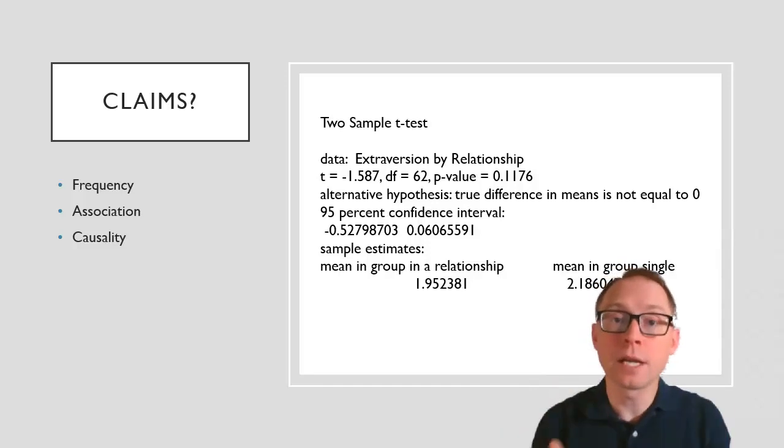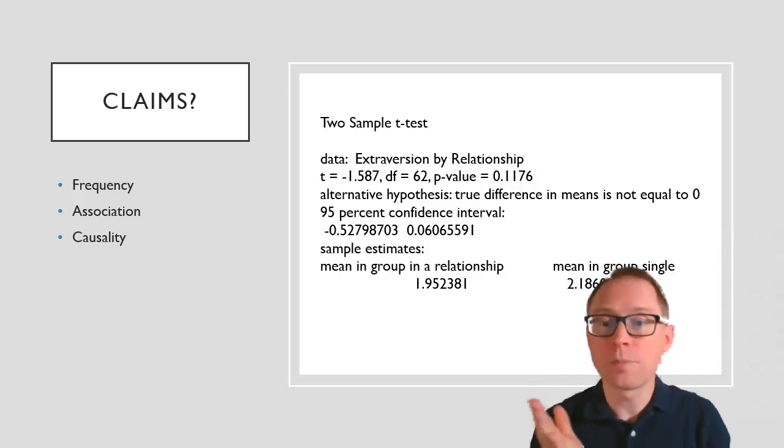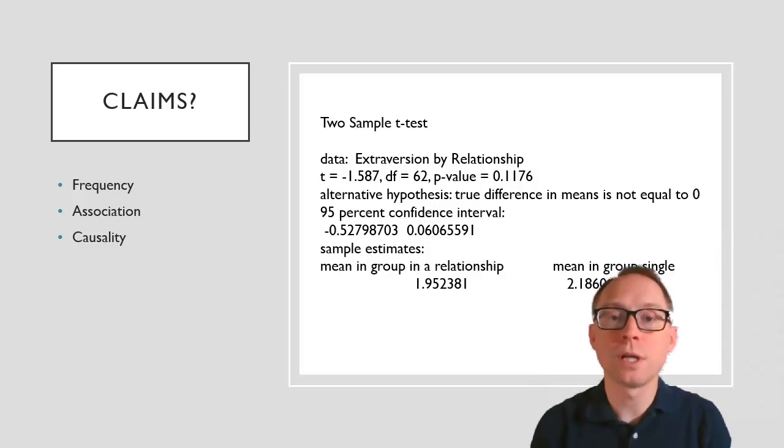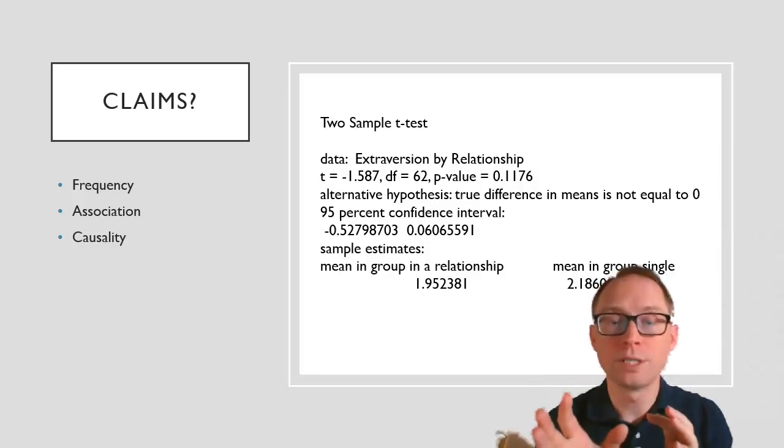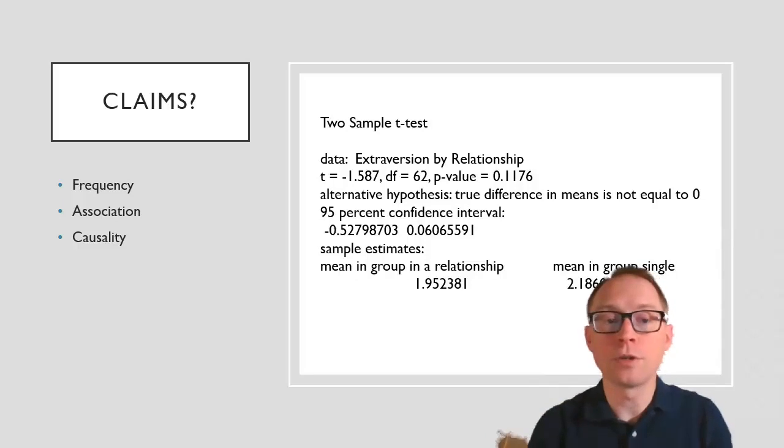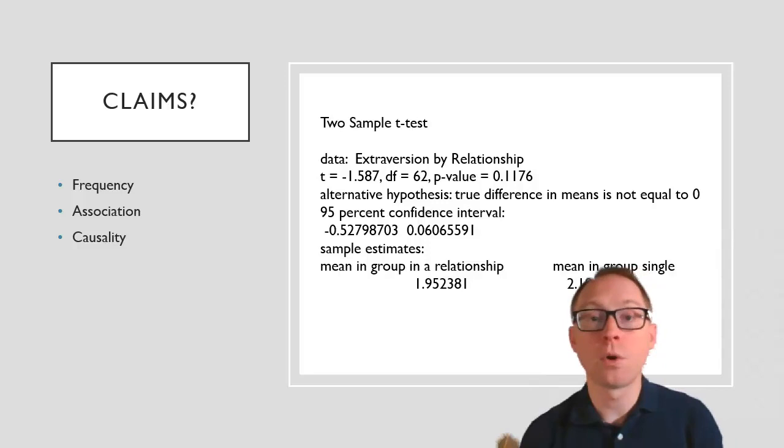It depends on how they set up the study. It depends on if those categories of in a relationship and single are being measured or manipulated. If they're being measured, then you've got an association claim. Measure and measure, that's a correlational study, which gives us an association claim. If you manipulate, which means you randomly assign half the people to be in a relationship and the other half to be single, then that's a manipulation, and you can have a causal claim. But it depends. Just because you see a t-test doesn't mean that you know which kind of claim is being made, whether it's a correlational study or an experiment.